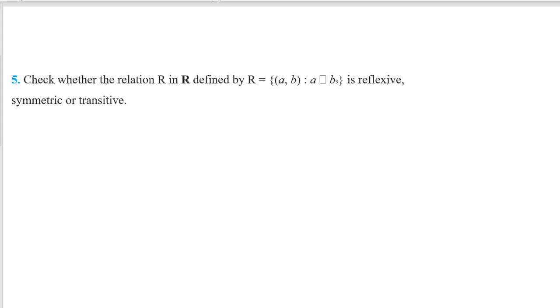Check whether the relation R in the real numbers defined as R = {(a, b) such that a is less than or equal to b cube}. It is also the misprint one. So let me write. What is the condition? The condition here is a is less than or equal to b cube. This is the condition. Okay.